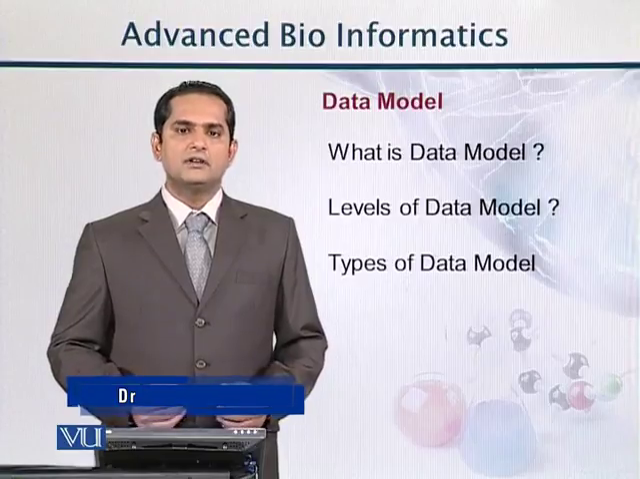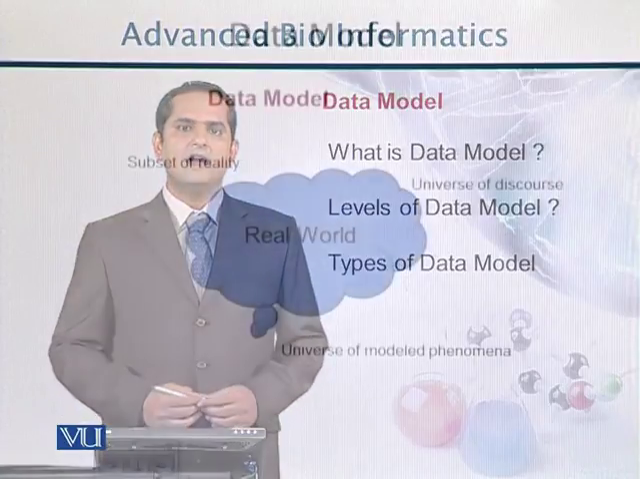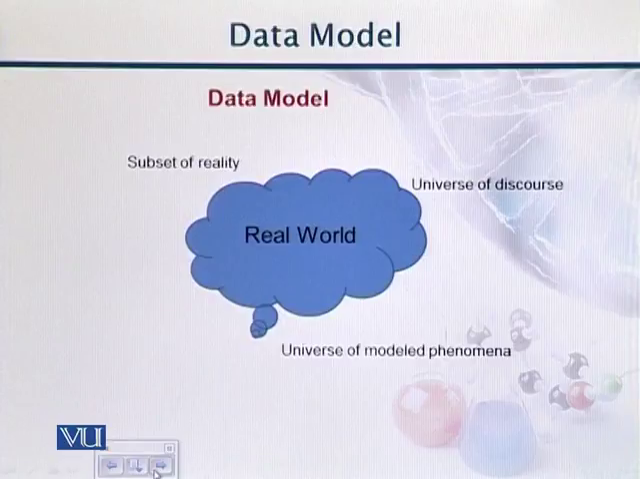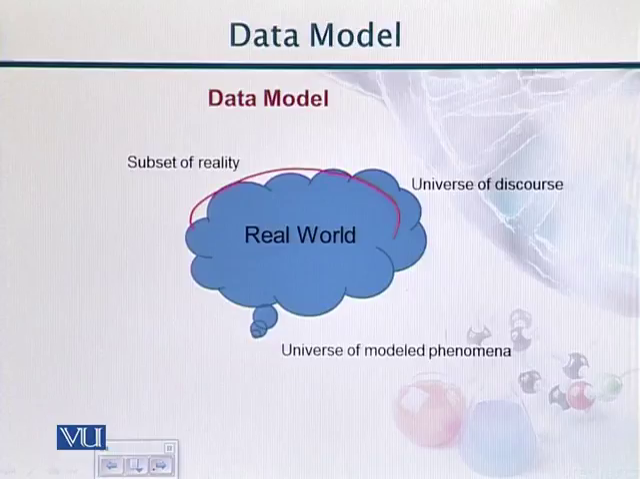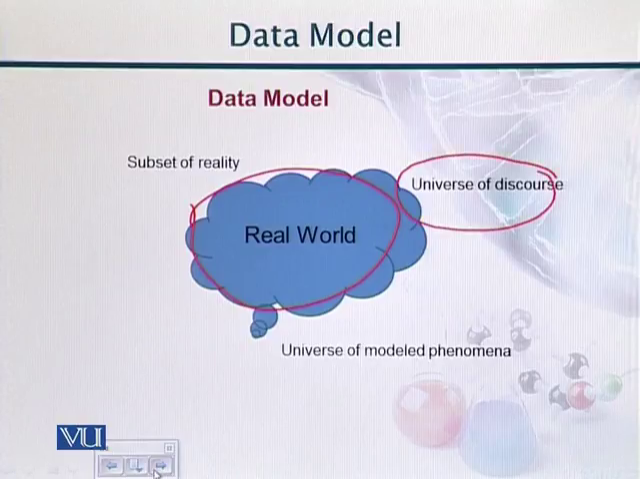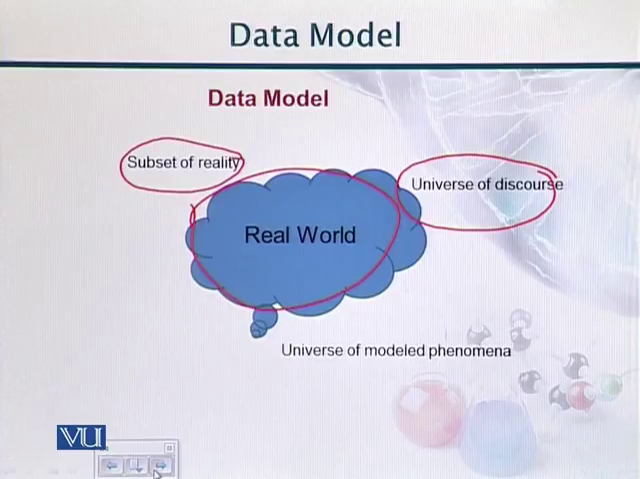If I say about the definition of data model, how I can define this? If you see this diagram, there is a cloud shown which basically depicts our real world, which contains many billions of items and entities. So what is our data model? Data model is basically our universe of discourse, which is a smaller part of this real world. That universe of discourse is basically a subset of reality. It is not the complete world, it is some subset of that complete world.